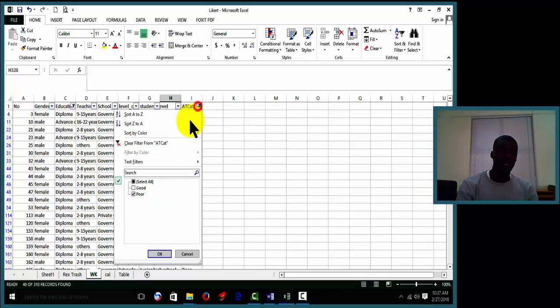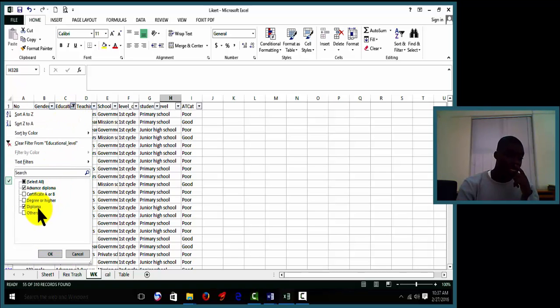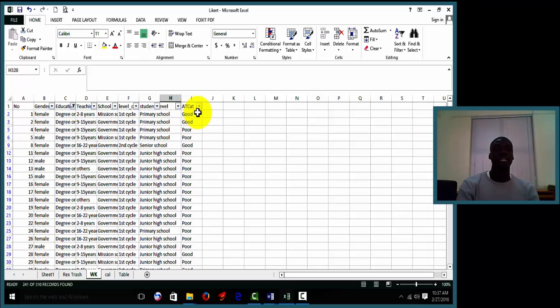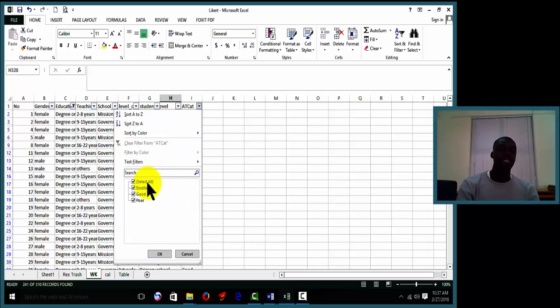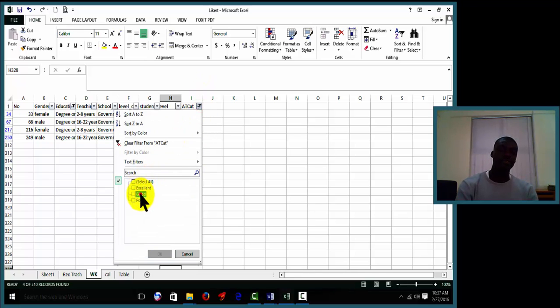Now we move on to the next classification. Always don't forget to release these filters. Other than that, the rest will not show. So we are working with this. We go to this side, and this time around we are unchecking the diplomate and picking the degree. So we pick degree, click on OK, and then sort them. We come to this side. We have excellent. We click on that, and the degree people have 4 excellent.